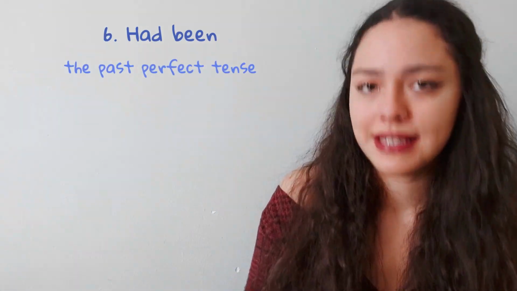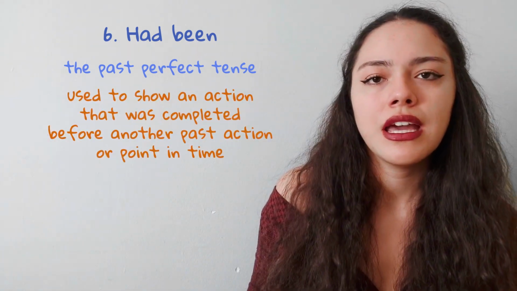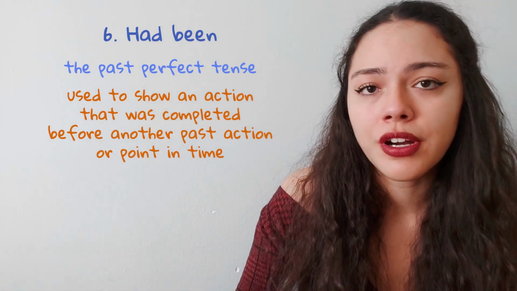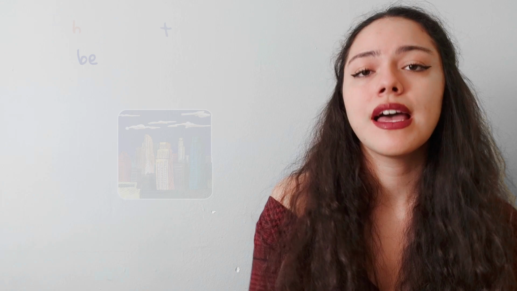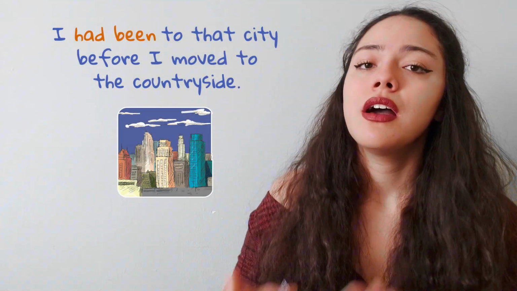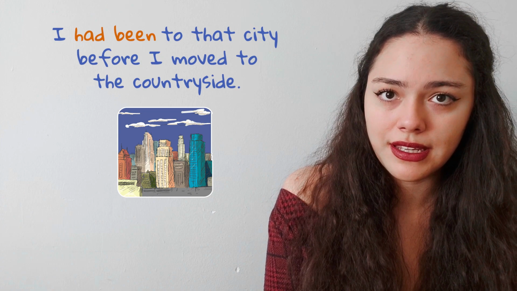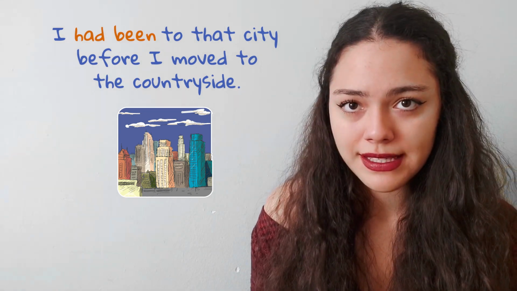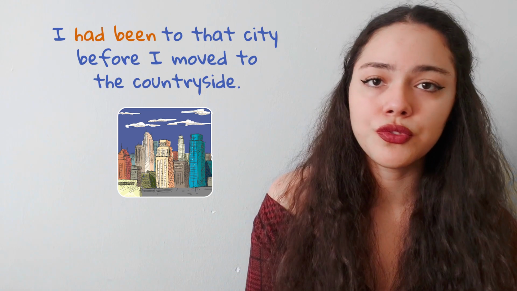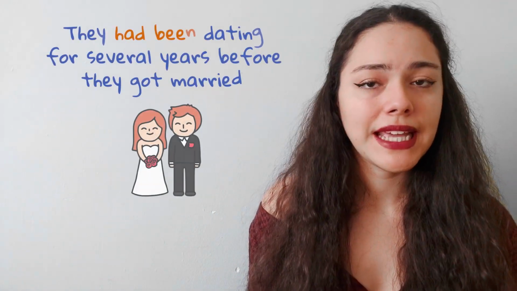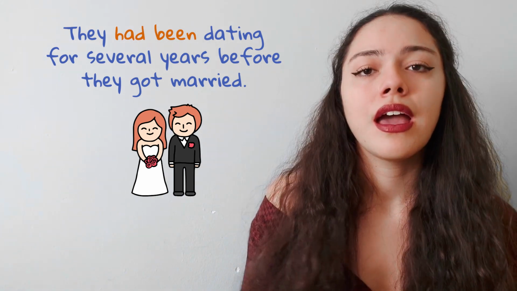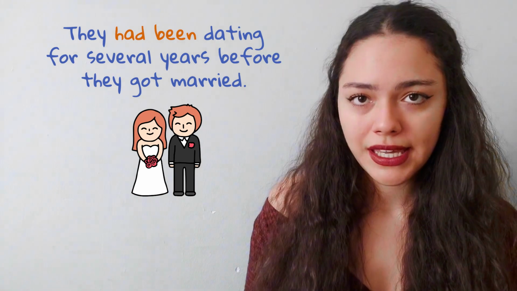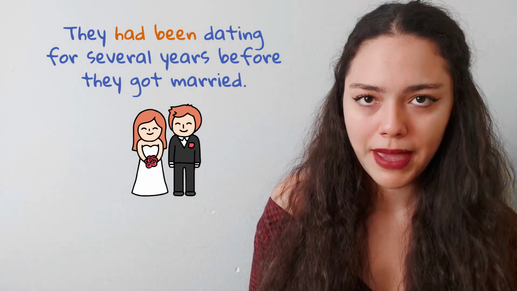6. Had been. And this one is in past perfect tense, used to show an action that was completed before another past action or point in time. Examples: I had been to that city before I moved to the countryside. They had been dating for several years before they got married.